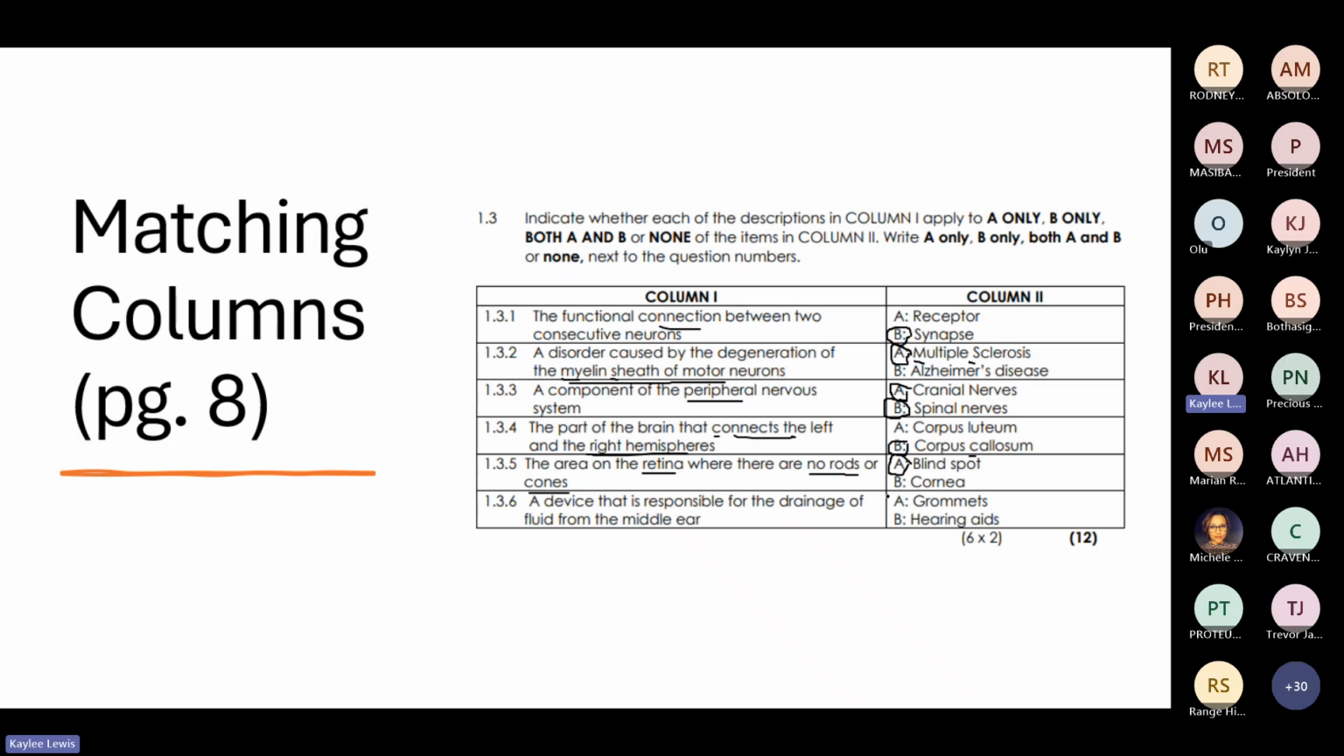And then 1.3.6, a device that is responsible for the drainage of fluid from the middle ear. And that would be a grommet, A only. Remember, a grommet is a little tube that gets inserted into your tympanic membrane that will allow any fluid to drain out to help equalize the pressure. A hearing aid will enable you to hear. All right, so that is your matching columns question.